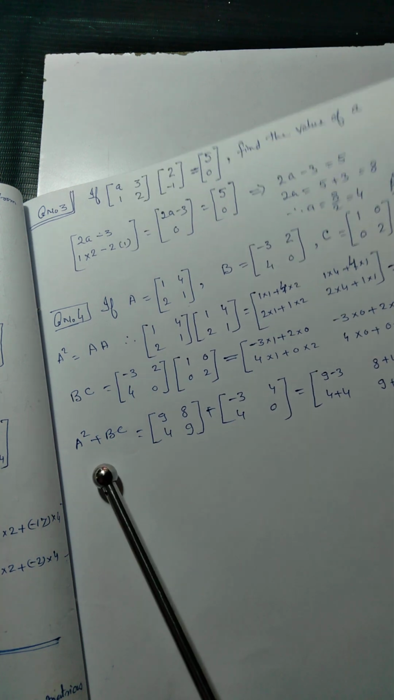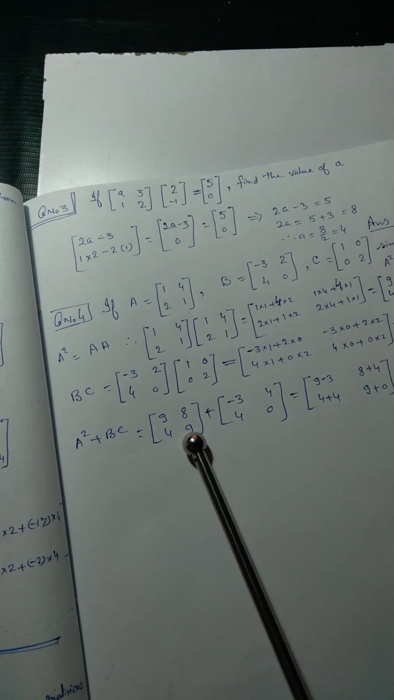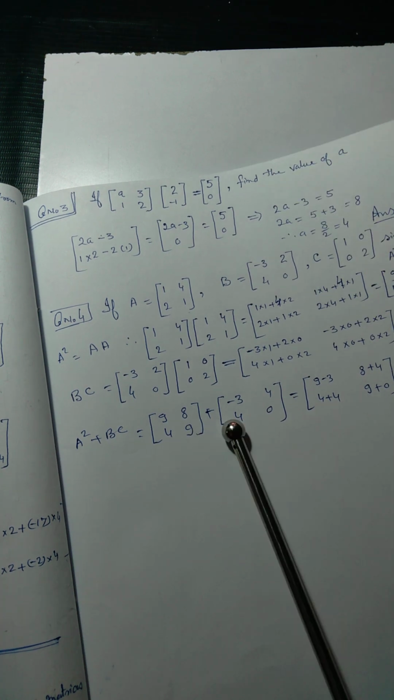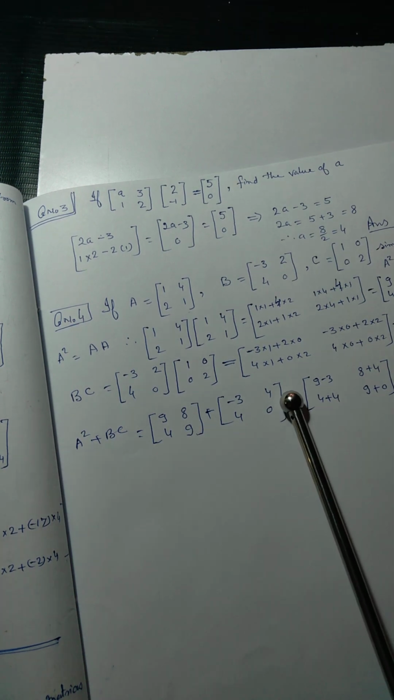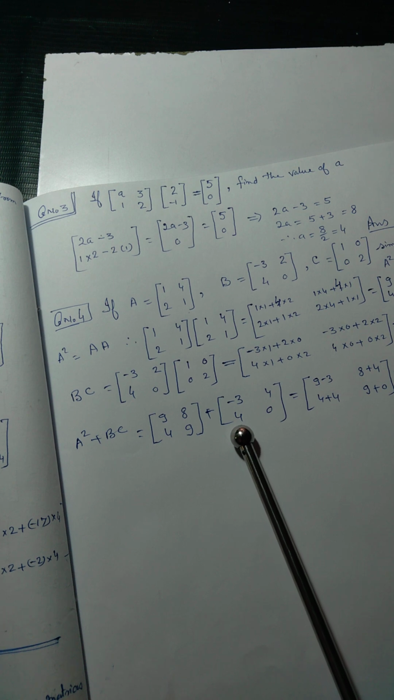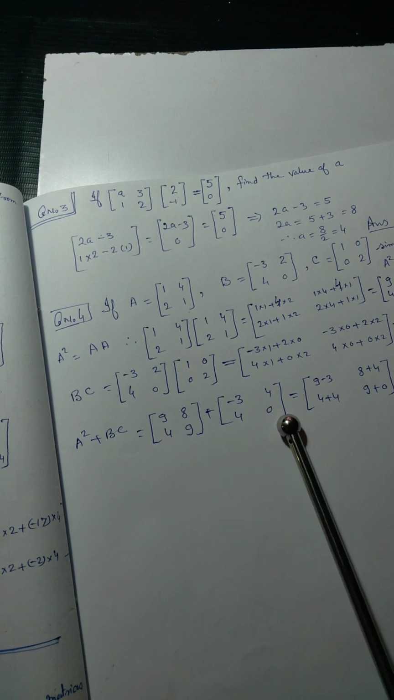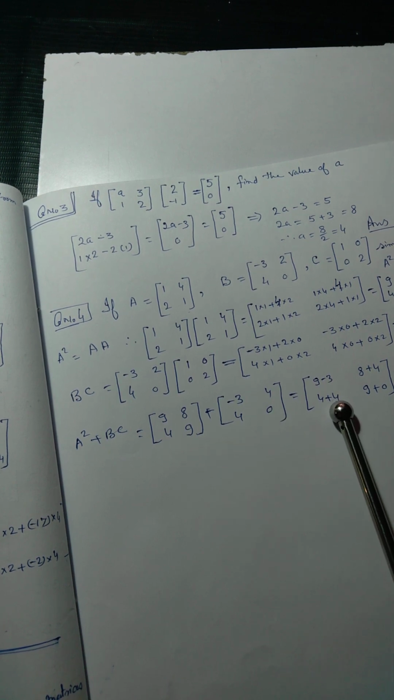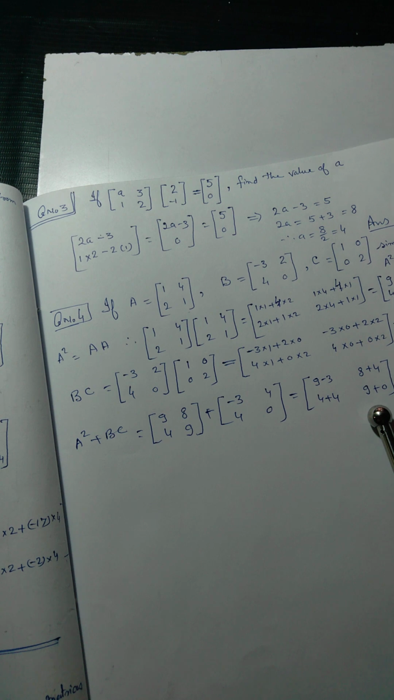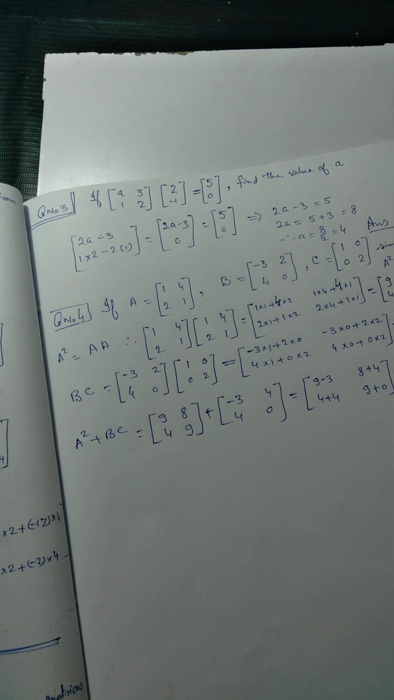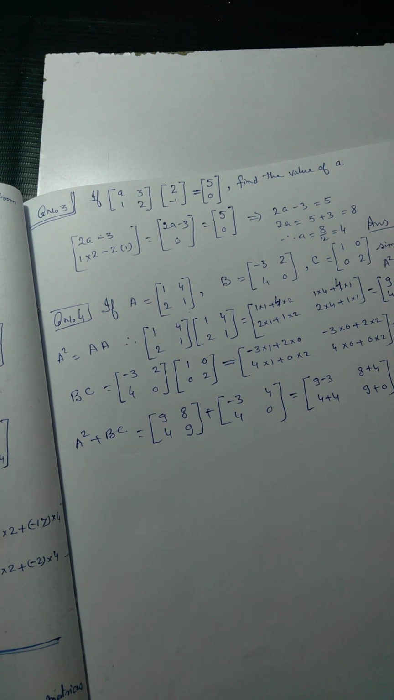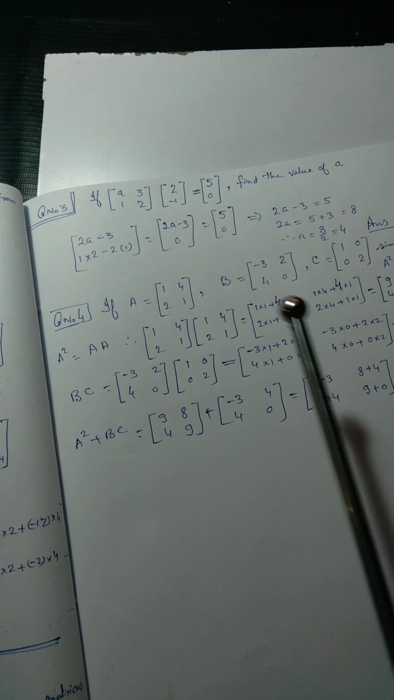So the value of A square plus BC will be 9 8 4 9 plus minus 3, 4, and the next row, that is 4, 0. That is 9 minus 3, 8 plus 4, that is 8 plus 4, 9 plus 0, that will be equal to 6, 12 and 8, 9, and this will be your answer.